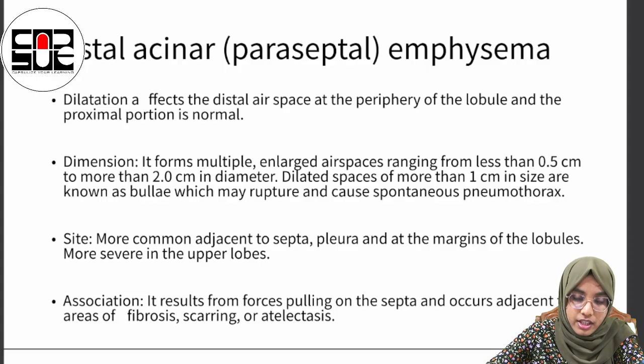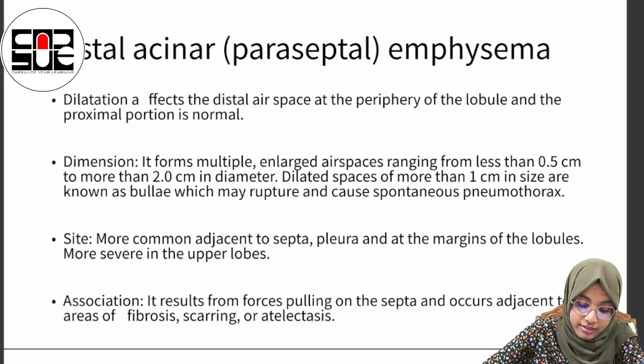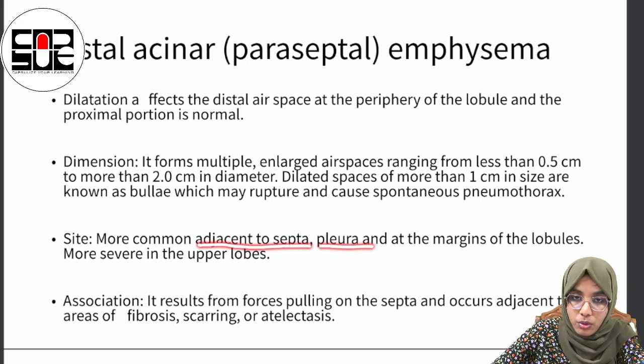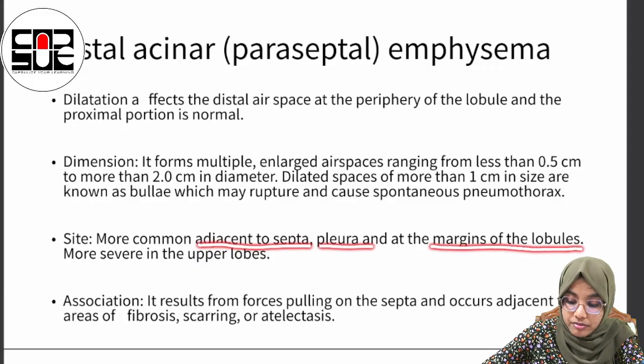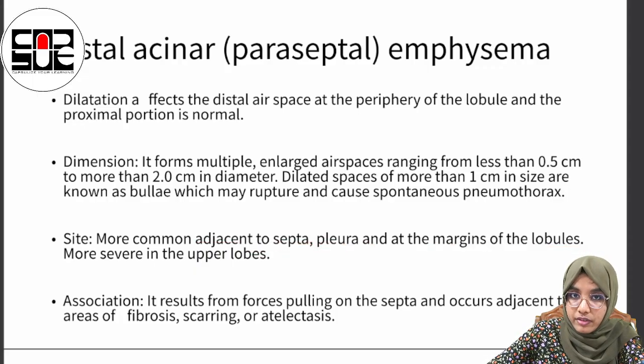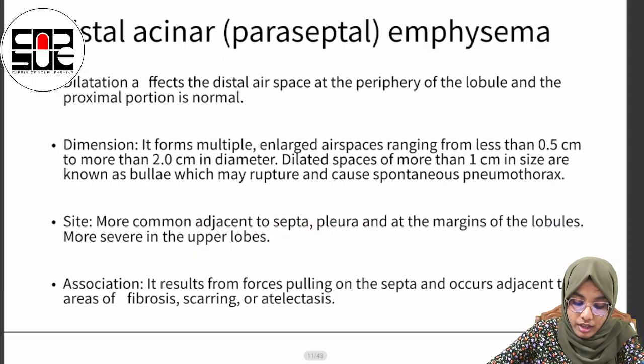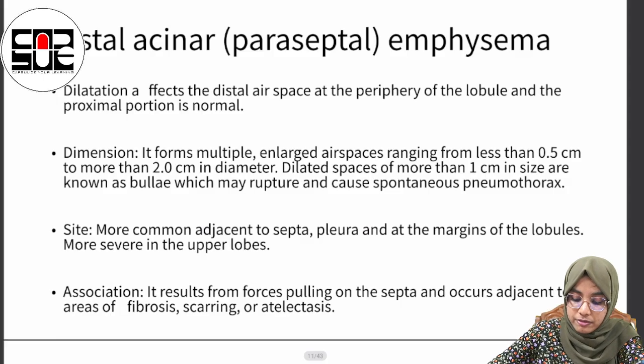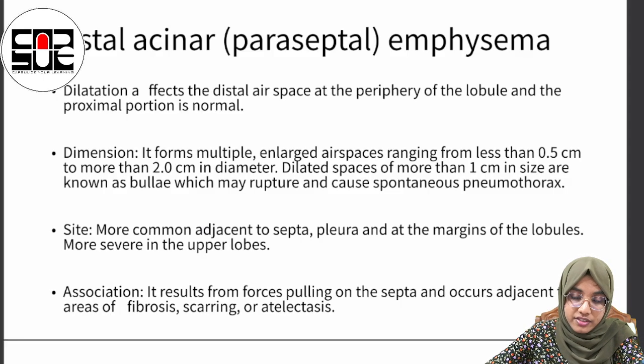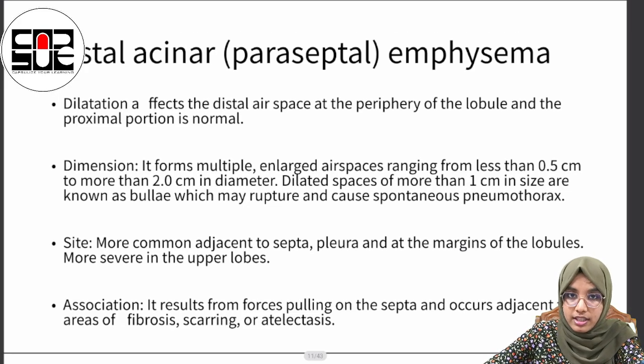And which part of the lung is affected in distal acinar emphysema? It is mostly near the septum, as we saw in the figure before. It is the parts which are adjacent to the septa and adjacent to the pleura, or it will be present in the margins of the lobules. And it is more severe in the upper lobes. And it is usually associated with forces which are pulling on the septa, and it will occur adjacent to areas of fibrosis, scarring, and atelectasis. So that's about distal acinar emphysema.